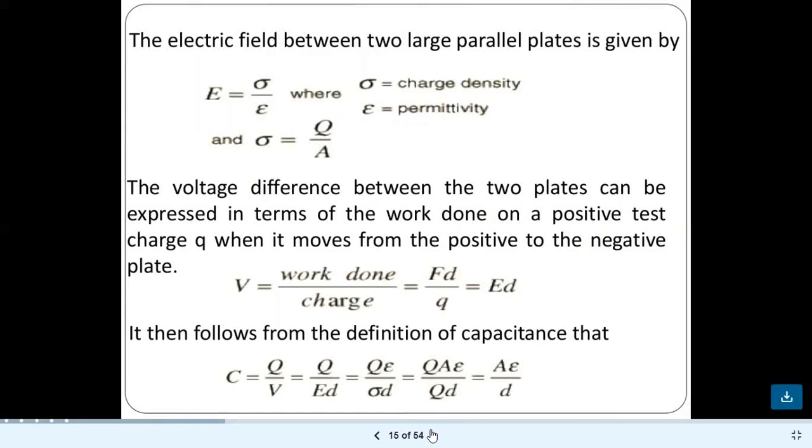So in this video, we have learned what a capacitor is, what the standard formula of a capacitor is, and how the capacitance for a parallel plate capacitor is calculated.